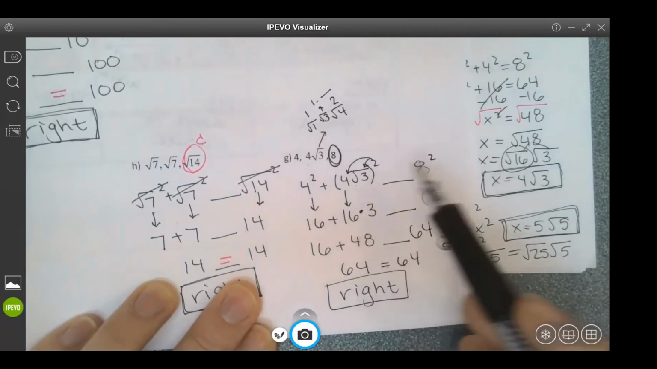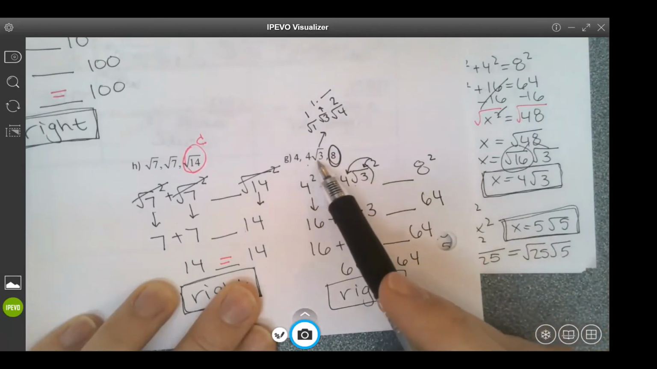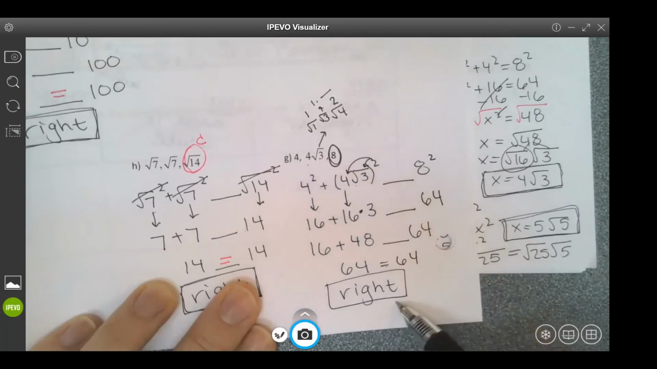Okay, so two really tricky things there: I have to know approximately what this number is, and when I have a coefficient in front of my rad, I need to square both of those numbers.